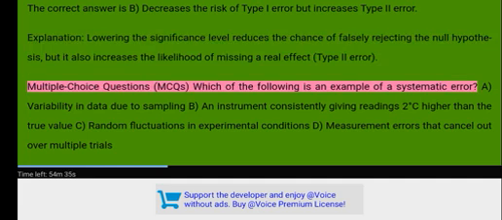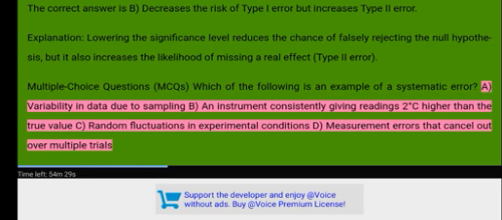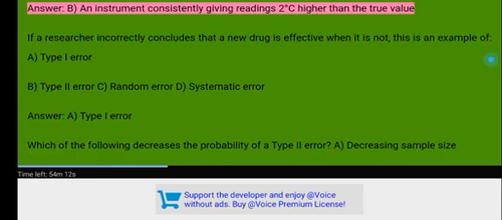Multiple choice questions, MCQs. Which of the following is an example of a systematic error? A. Variability in data due to sampling. B. An instrument consistently giving readings 2 degrees Celsius higher than the true value. C. Random fluctuations in experimental conditions. D. Measurement errors that cancel out over multiple trials. Answer. B. An instrument consistently giving readings 2 degrees Celsius higher than the true value.